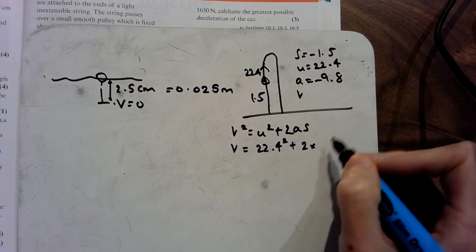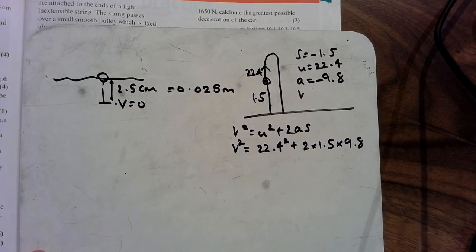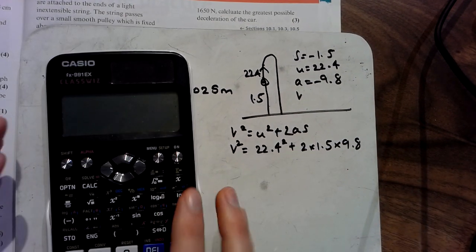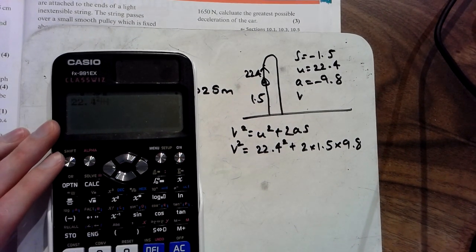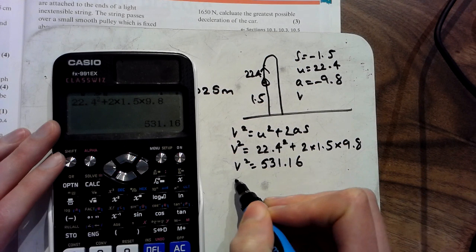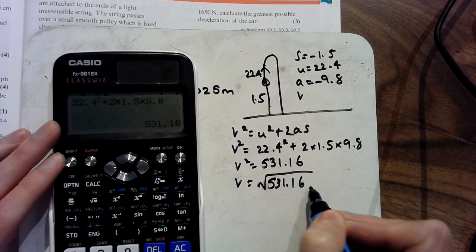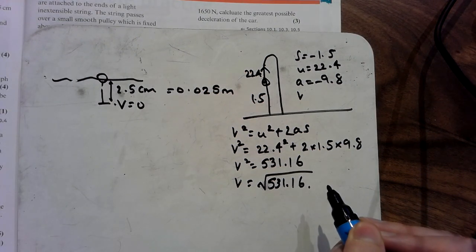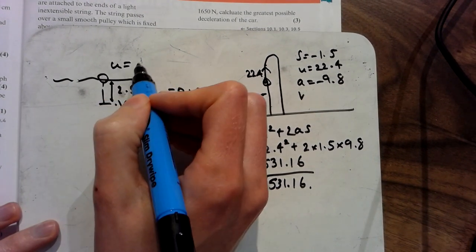So minus times minus is going to be a plus. So let's put that in a calculator and then square root. So 22.4 squared plus 2 times 1.5 times 9.8 is 531.16, and then square rooting that. It's not anything nice, so I'm just going to leave this as a square root. Okay, so that's the speed it hits the ground at, so that's the U for over here.